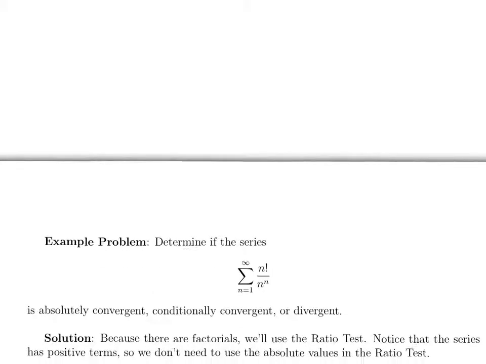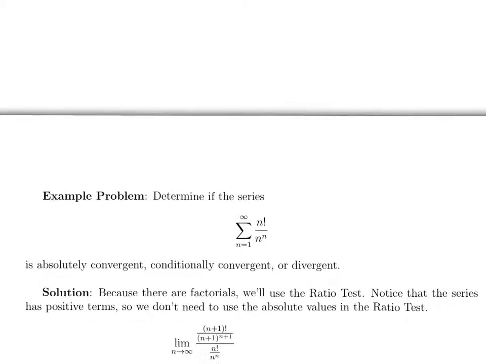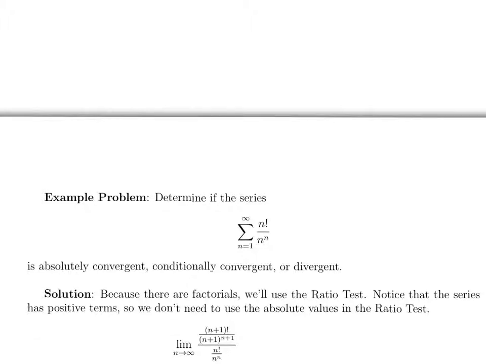The other thing to notice is that this series has positive terms, so we don't need to use the absolute values in the ratio test. So we're going to compute the limit as n goes to infinity of a sub n plus 1 over a sub n. Okay, so that's what we have here. Notice that the numerator, the n plus 1 factorial over n plus 1 to the n plus 1, is just this thing here, but with an n plus 1 everywhere you see the n. And so we have a sub n plus 1 over a sub n.